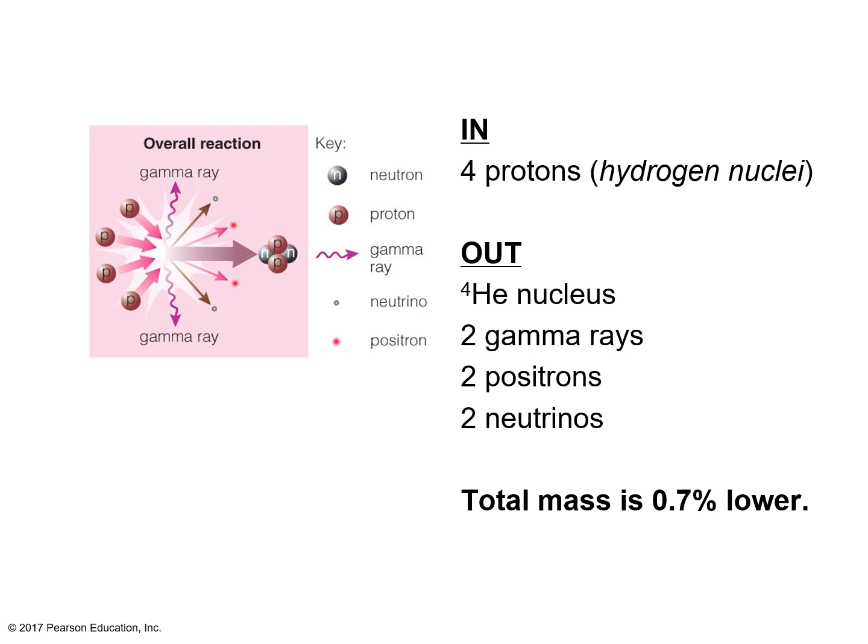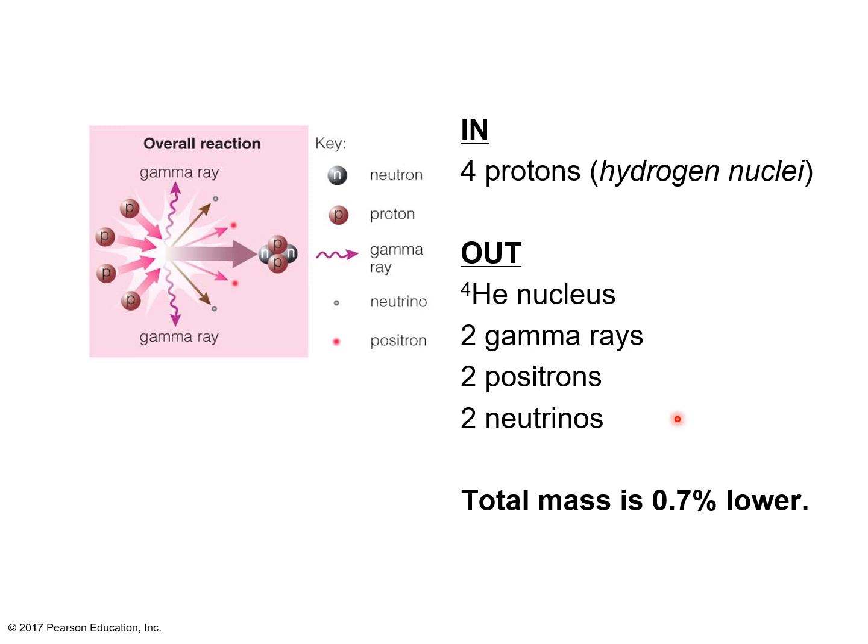Again, the overall reaction: what goes in is 4 protons, or hydrogen nuclei. What comes out is a helium-4 nucleus, 2 gamma rays, 2 positrons, and 2 neutrinos. The net result also is that it has lost mass.